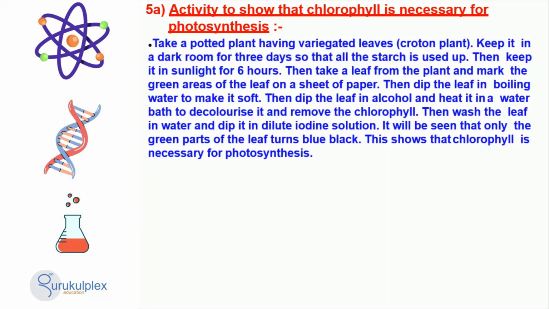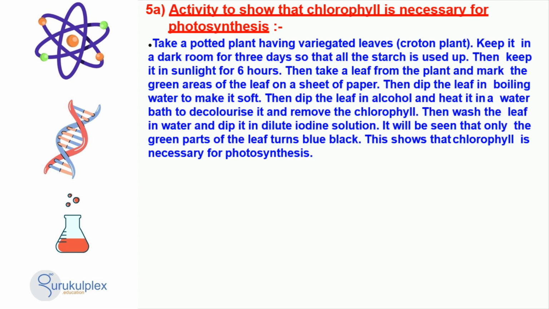Photosynthesis is a vital process for life, converting light energy into organic material. To demonstrate this, a potted plant with variegated leaves can be kept in a dark room for 3 days to consume the leaf's starch. Subsequently, the plant can be kept in sunlight for 6 hours and the green areas of the leaf can be marked onto a sheet of paper. Boiling the leaf to make it soft, followed by dipping it in alcohol and then heating it in a water bath, can help remove the chlorophyll from it. Finally, dipping the leaf in diluted iodine solution will only show the green areas turning blue-black, thus proving that chlorophyll is necessary for photosynthesis.